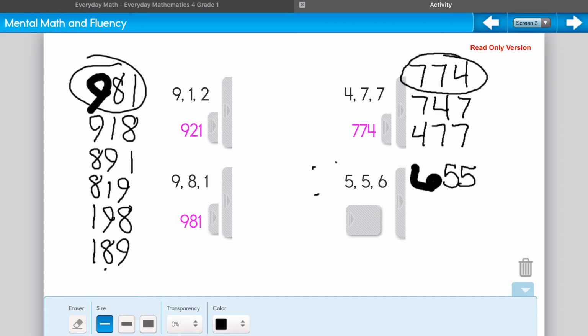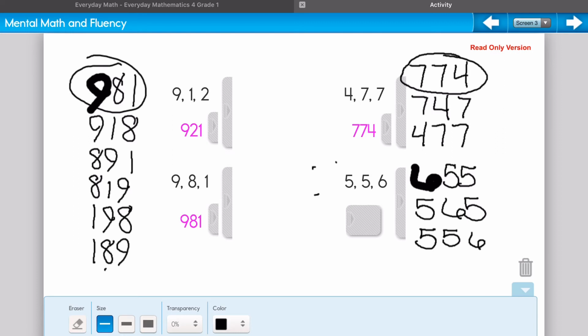So I'm going to put one of the 5s in front. Then I'm going to start with the next biggest digit, which is the 6 and the 5. That gives me 565. I can do one other thing. I can keep the 5 and I can switch the 5 and the 6 to get 556. Those are the 3 choices I have.